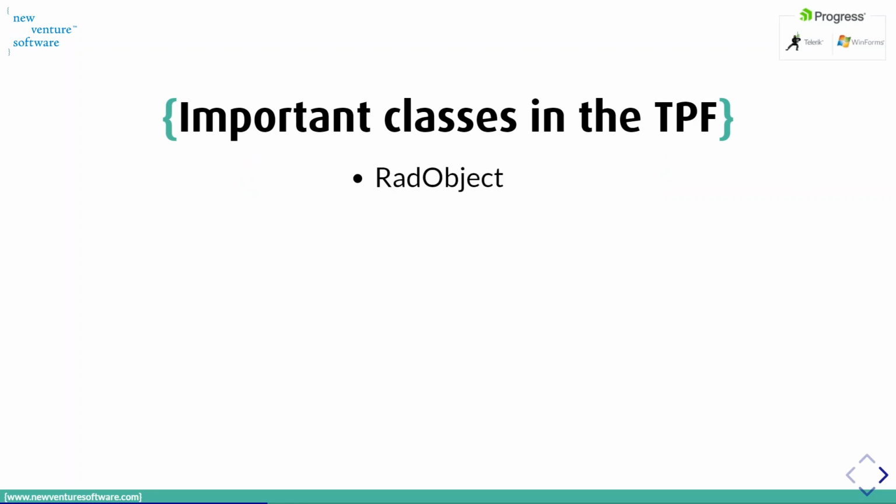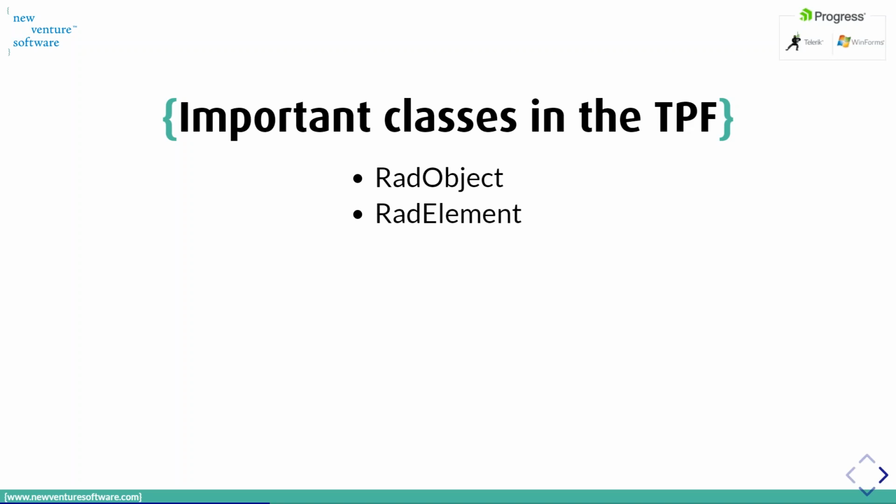So first we have the RAT object, which is the sort of base class for all RAT element objects that have the ability to store property values. So it's similar to the dependency object that we have in WPF. Those properties are stored in the RAT object internal structures. Then we have the RAT element, which is a very important class.